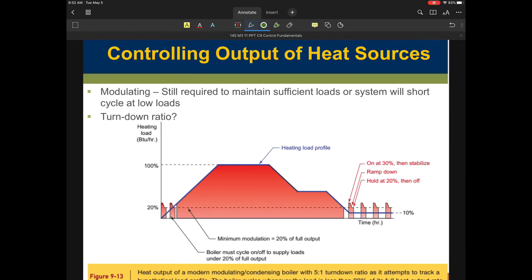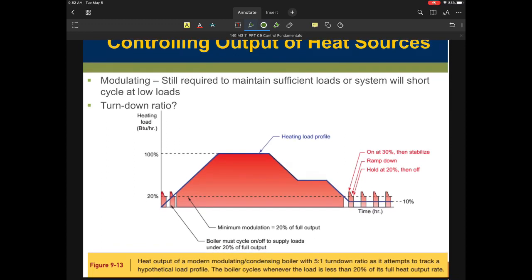So in 9-13, what we're going to do is this. With our modulating control of this system, we are going to try to match the load to the capacity of that boiler by modulating, or by just giving you as little as it has to. So in this example, or this picture, what we're doing is the boiler.